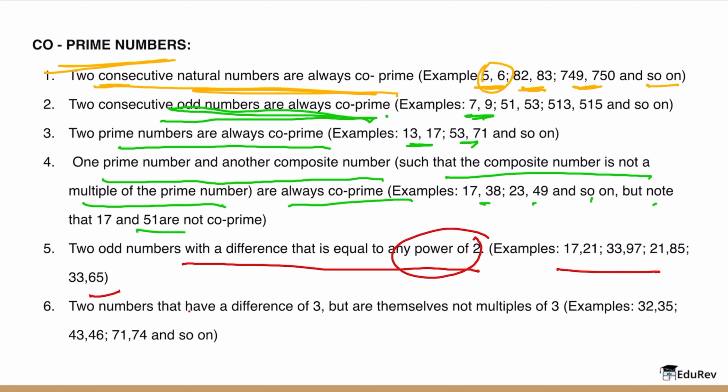Then two numbers that have a difference of 3 but are themselves not multiples of 3. For example, these examples are also your co-prime numbers. ठीक है, तो यहाँ पे जितने भी एग्जाम्पल्स दिए हैं, suppose if I am talking about property number 3 and if I am talking about property number 5, and I have provided you with the examples, you can actually see that the property which I am talking about is applicable on the examples. And if you do not want to trust the examples which are provided by me, you can take any other example of your own, and then you can see that yes, these properties actually work.